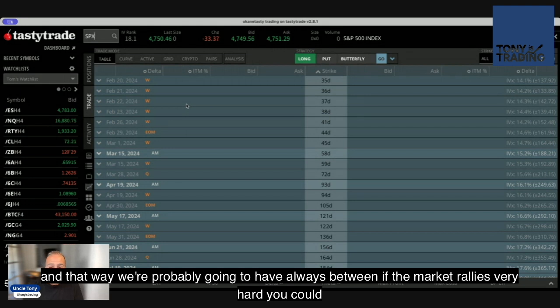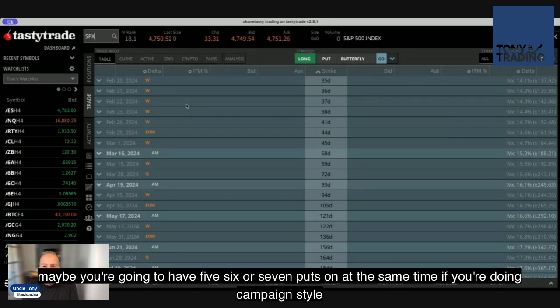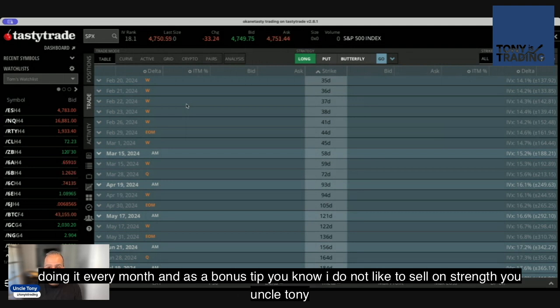And that way, we're probably going to have always between, if the market rallies very hard, you're probably going to have 2, 3, or 4 puts on at the same time. And if the market goes down hard, maybe you're going to have 5, 6, or 7 puts on at the same time if you're doing campaign style, doing it every month.